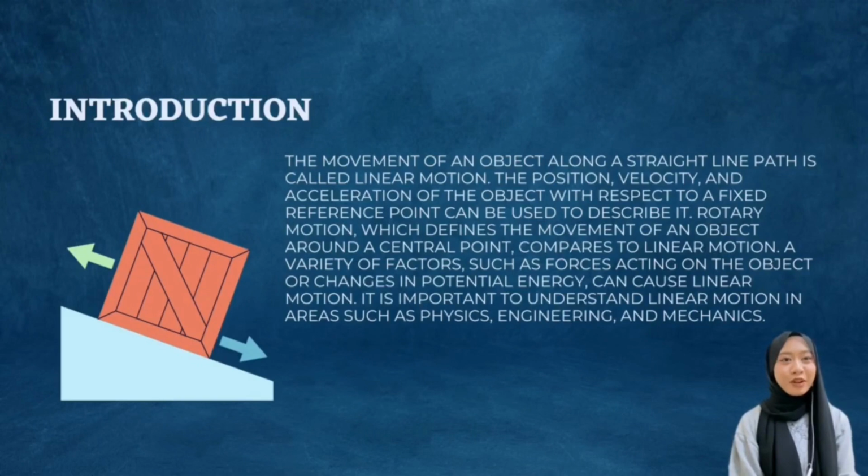The movement of an object along a straight line path is called linear motion. The position, velocity, and acceleration of the object with respect to a fixed reference point can be used to describe it. Rotary motion, which defines the movement of an object around a central point, contrasts with linear motion. A variety of factors such as forces acting on the object or changes in potential energy can cause linear motion. It is important to understand linear motion in areas such as physics, engineering, and mechanics.